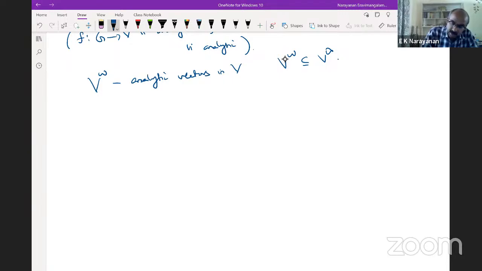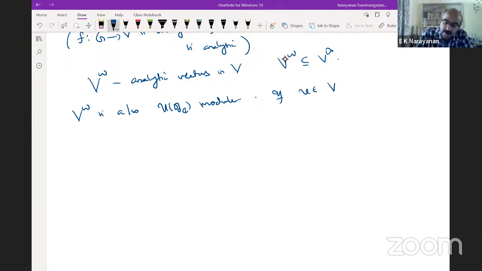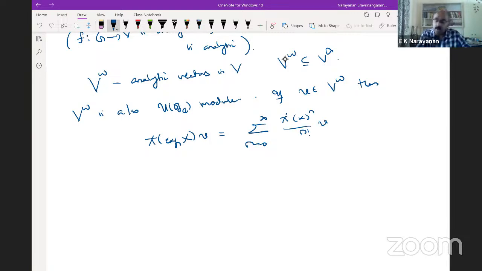So the V omega is also invariant under, so also a UGC module. Okay. If V is in V omega, then one can actually expand, right? Pi of x V equal to summation n equal to 0 to infinity pi dot of x to the n divided by n factorial V. Okay, so that is how you will expand.